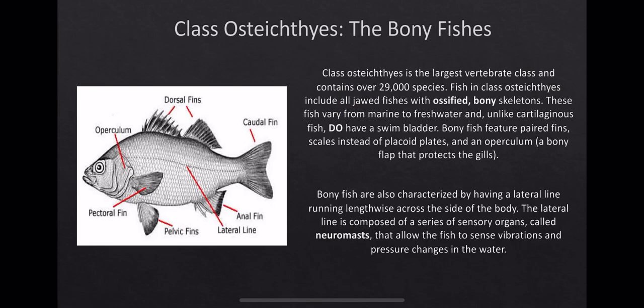They also have something called an operculum, which is a bony flap that is protecting the gills. Some call it a gill cover. They are characterized by their lateral line. So this is a line that goes lengthwise across the body and is composed of sensory organs called neuromasts. And these help the fish to sense vibration in the water, pressure change, and it is essentially a protective adaptation.